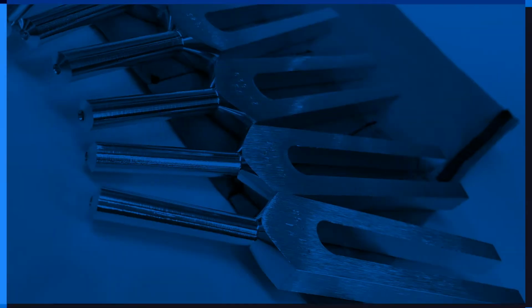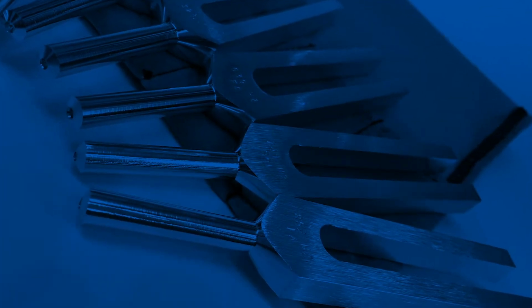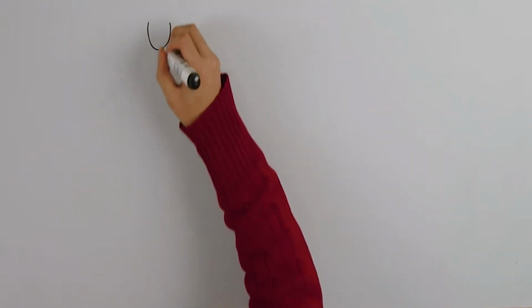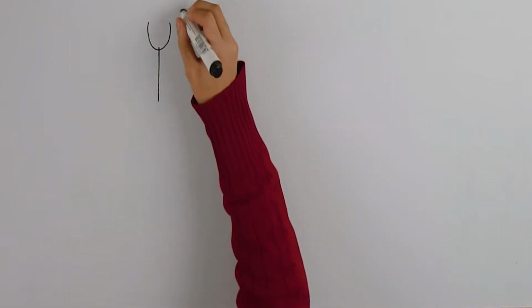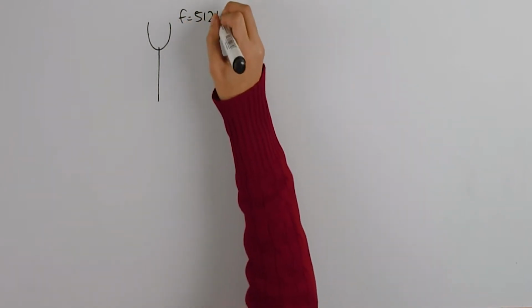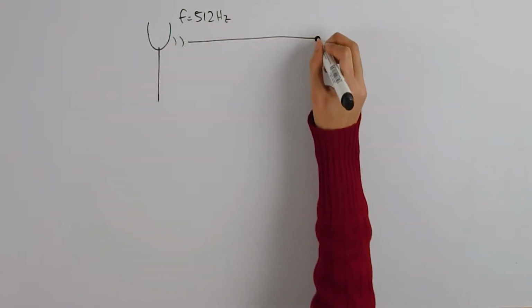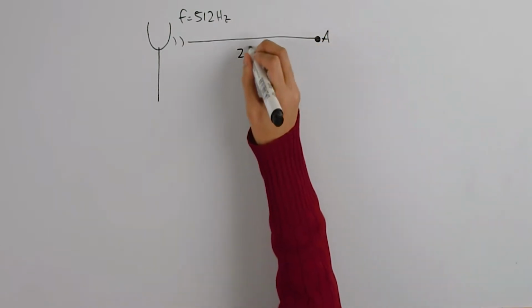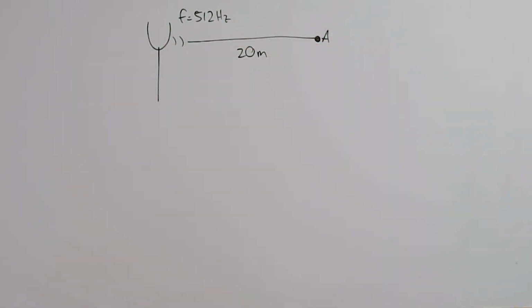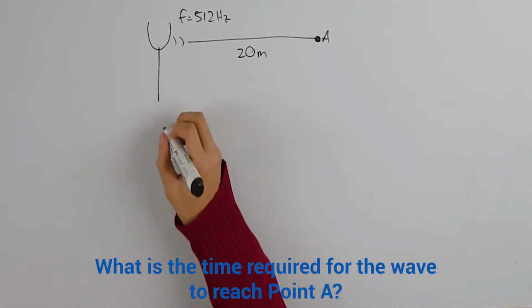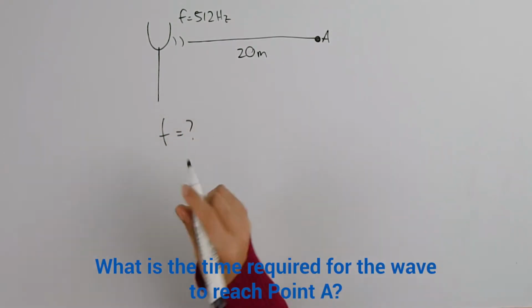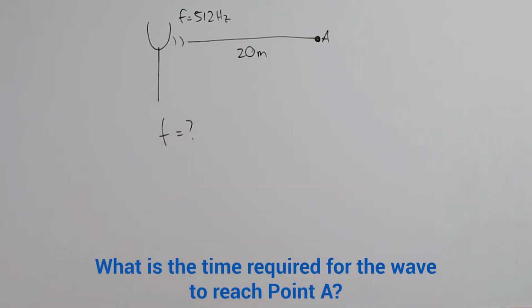So in this question we have a tuning fork of frequency 512 Hz and it is traveling to the point A, and our point A is 20 meters apart. So let's draw this situation real quick. We have our tuning fork with a frequency of 512 Hz and it's making a sound that goes all the way to point A, and point A is 20 meters away from the tuning fork. So the question is, what is the time required for the wave to reach the point A?